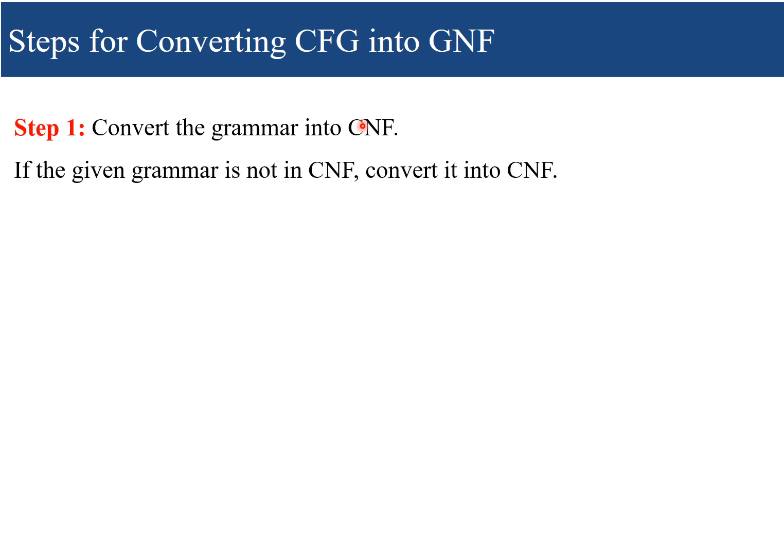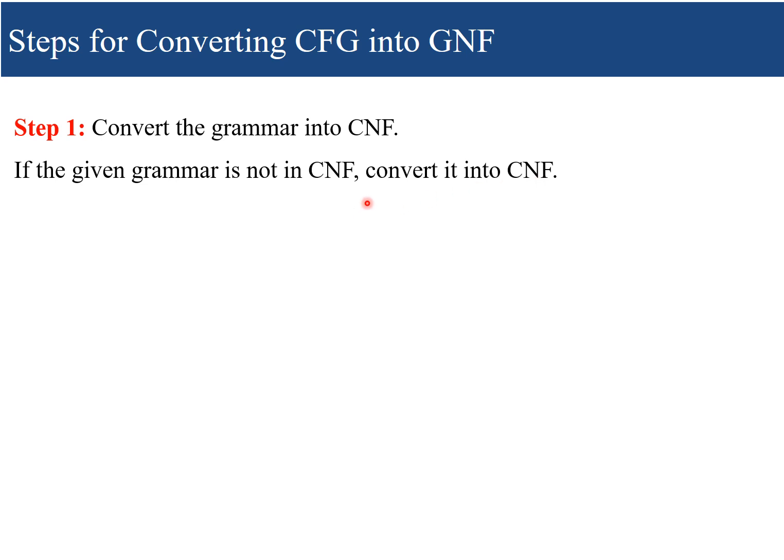Now once you understand the definition of GNF, let us understand how to convert any given grammar to GNF form. Understand step by step. The first step is to convert the grammar into CNF. So what will be the input of GNF? The given grammar should already be in CNF. If the grammar is not in CNF, convert it into CNF.